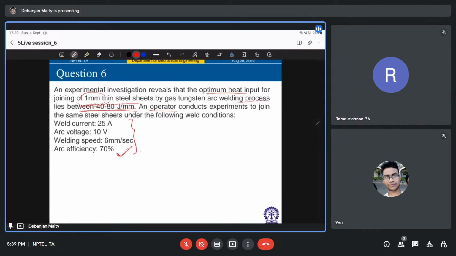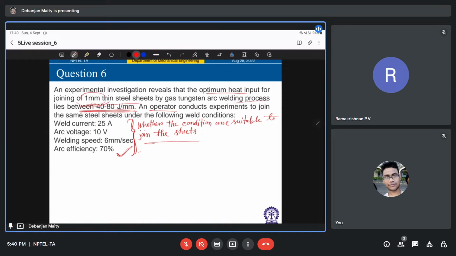Now we need to find out whether the conditions are suitable to join the sheets. So basically from these given conditions, we need to find out what the heat input will be, and we need to verify whether that value is coming in between 40 to 80, or is something less than that or greater than that. If it is less than that, then it is not suitable.